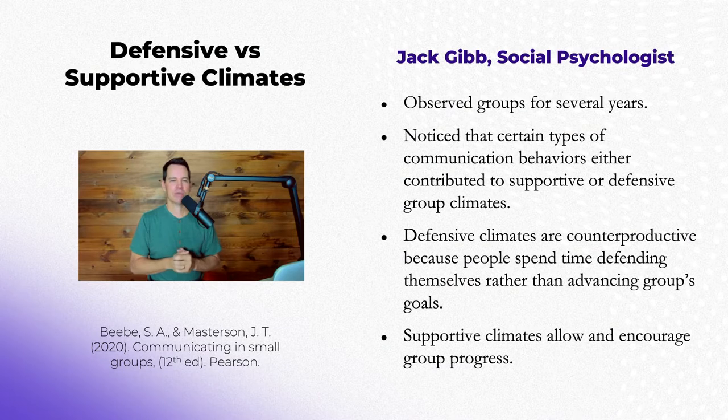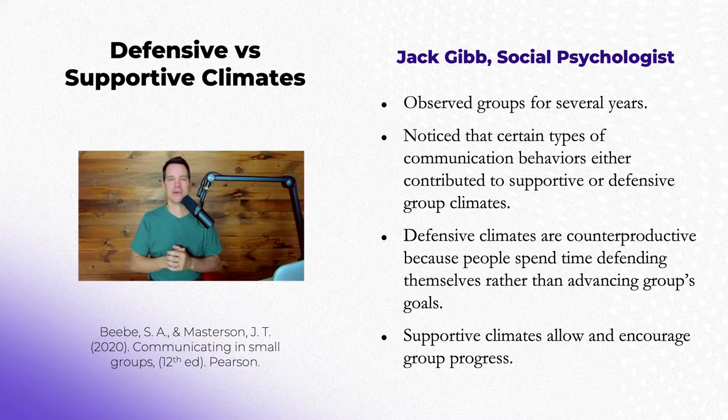Jack Gibb was a social psychologist, and he observed groups for several years, and he noticed that certain types of people communicated either in ways that were supportive or defensive in their group situations. In other words, defensive climates were counterproductive because people would spend time defending themselves and wrestling with other people in the conversation rather than advancing the group's goals. So it was a big distraction, and it threw people and the groups off course.